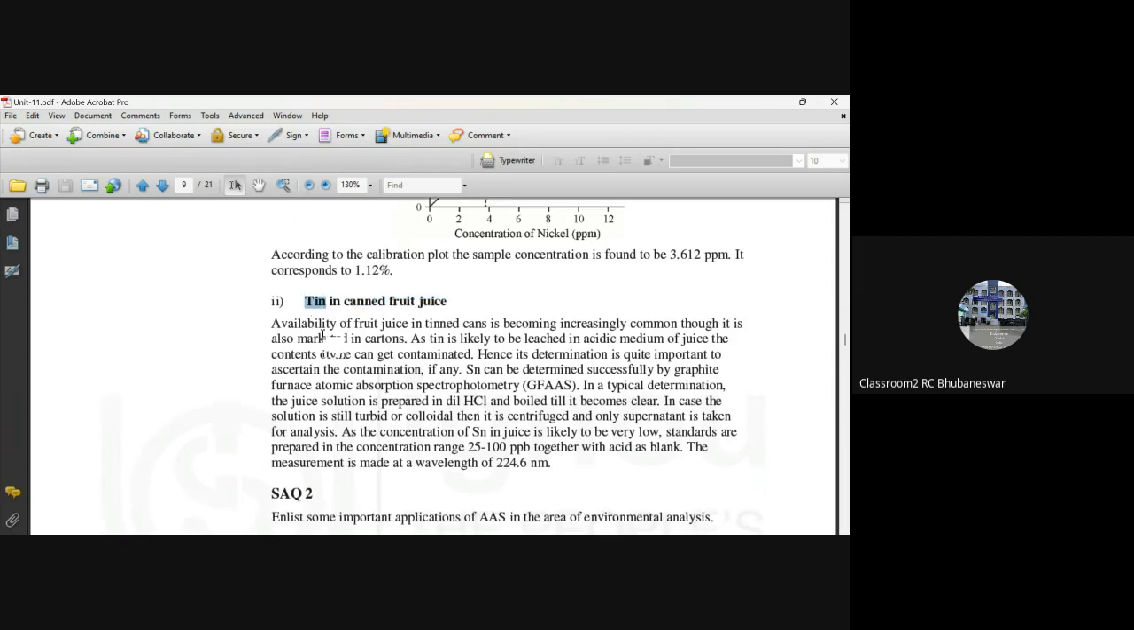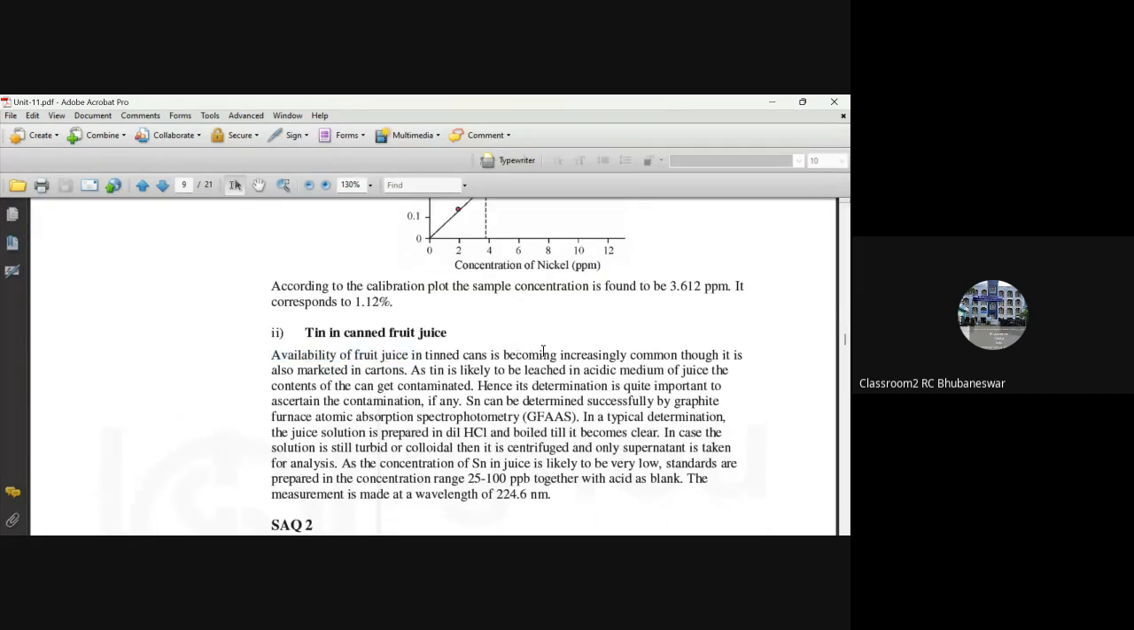The availability of fruit juice in tin cans is becoming increasingly common, though it is also marketed in cartons. Many large-scale producers market it this way, and we are happily drinking it, but it can have tin contamination. As tin is likely to be leached in the acidic medium of the juice, the contents of the can get contaminated.